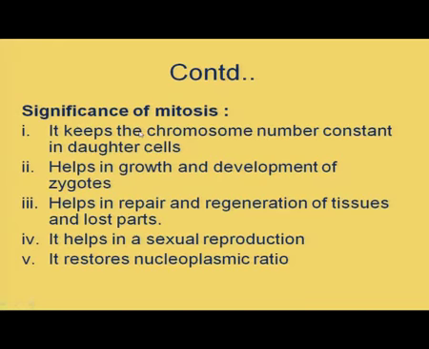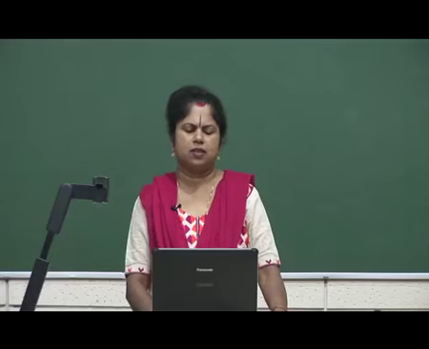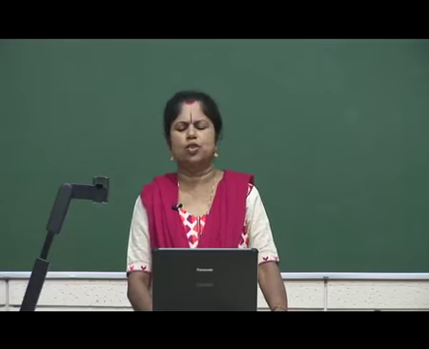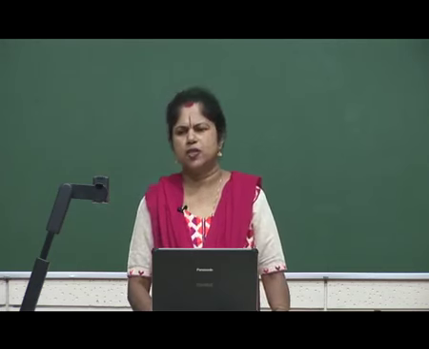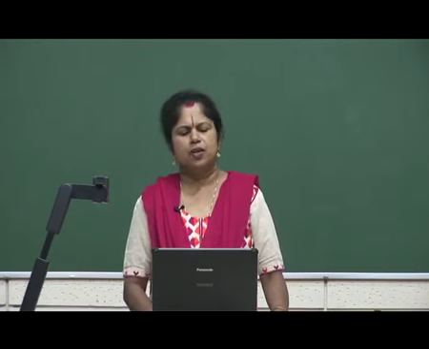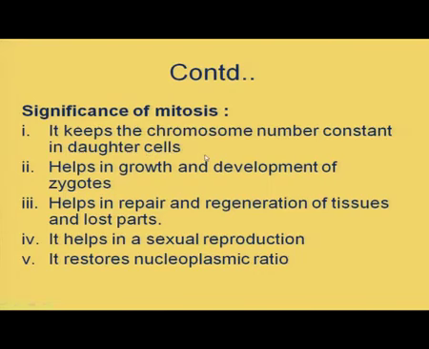Now, why does mitosis occur? What is the need of mitosis? What is its significance, relevance and importance? It keeps the chromosome number constant in all the daughter cells. Suppose it is 46, then in the daughter cell also it will be 2n equals 46. It helps in growth and development of the zygote.